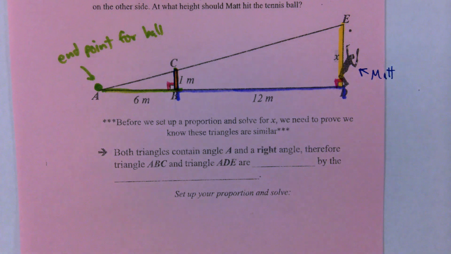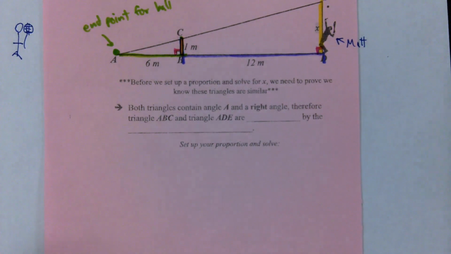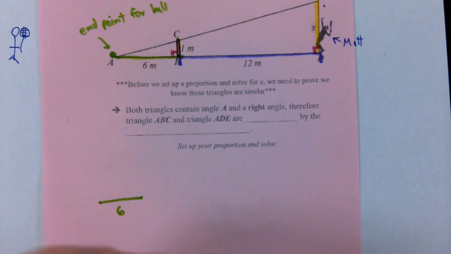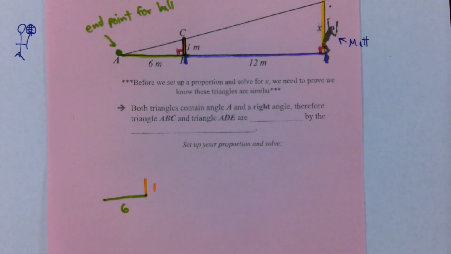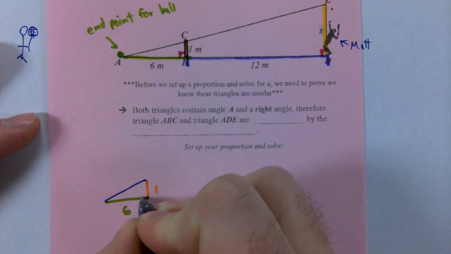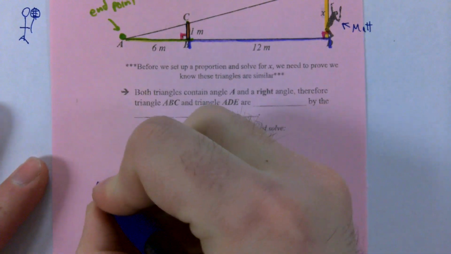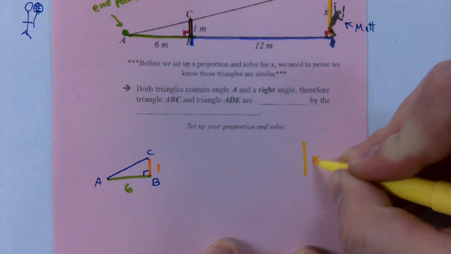Let's go ahead and break this up into two separate triangles so we can get a better look at what we've got. So my small triangle has a base of 6, has a height of 1, and we don't know what that hypotenuse is. All right, there's my small triangle, A, B, C. That's my small triangle. Now for my larger triangle, we don't know what the height is. We'll call it X.